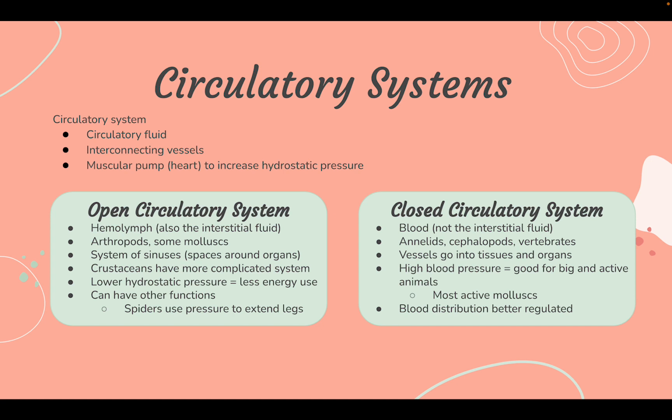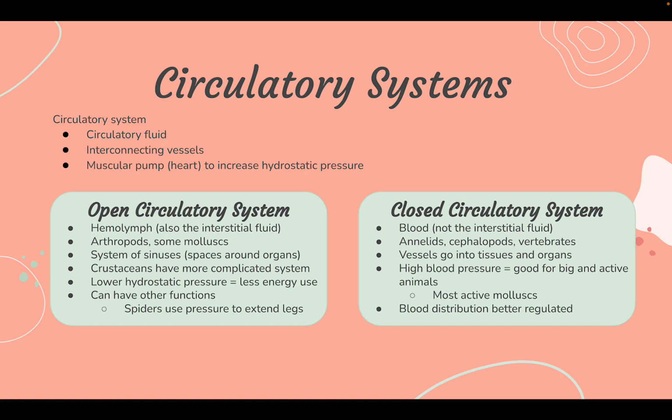So, a closed circulatory system is what we know as humans. It's what we have. It's what other mammals have. So, instead of hemolymph, we have blood. And this is not the interstitial fluid. Those are separate things in a closed circulatory system. It's found in annelids, cephalopods, and vertebrates. And we have blood vessels that go into tissues and organs.